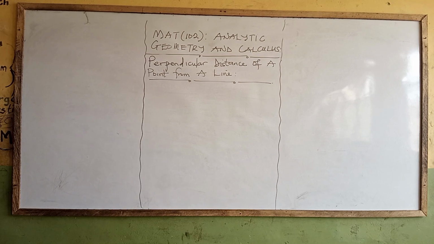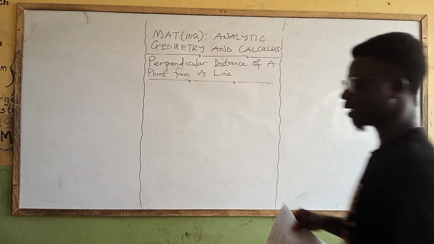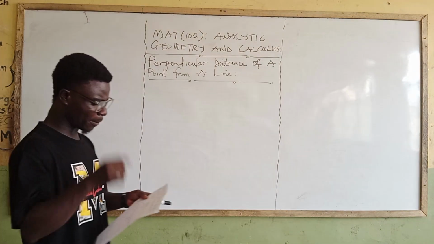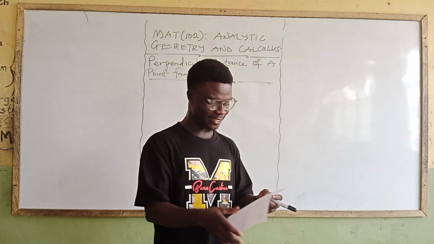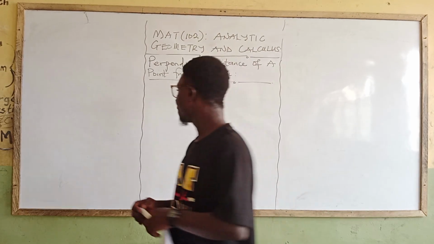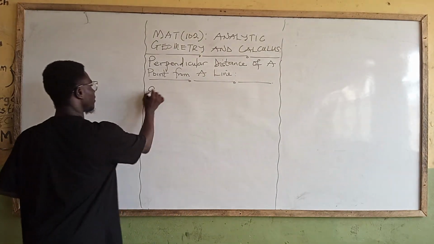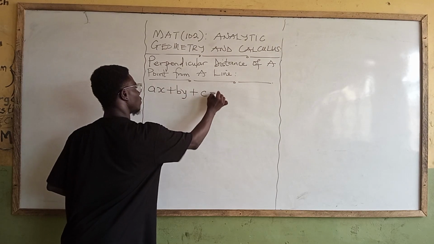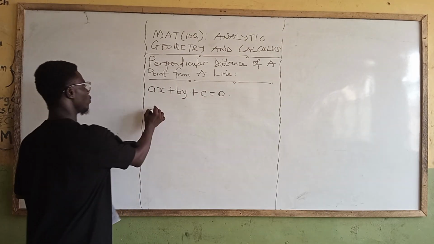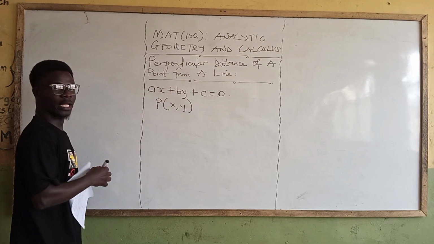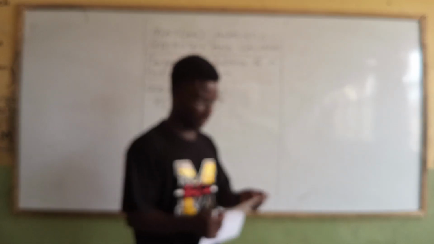So now let's see how we calculate the perpendicular distance of a point from a line. The perpendicular distance d from the point (x1, y1) to the line ax plus by plus c equals 0. So we want this point P to this line. How do we calculate the distance?